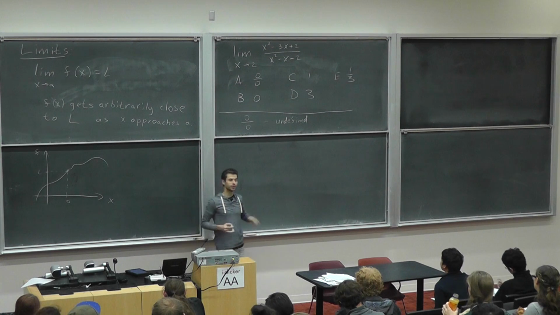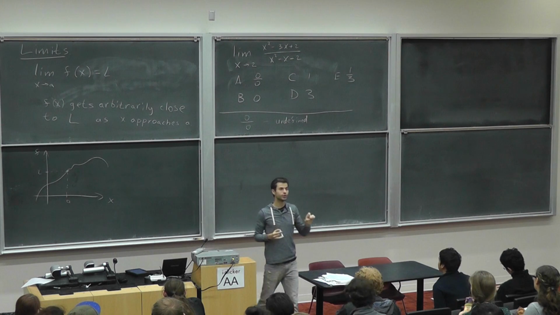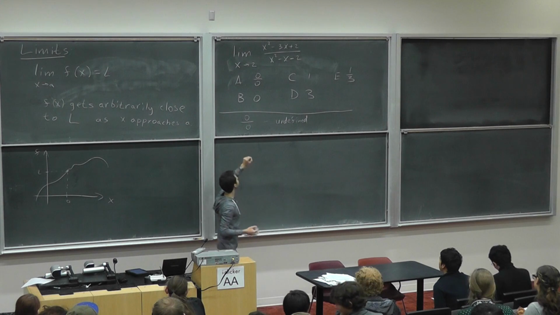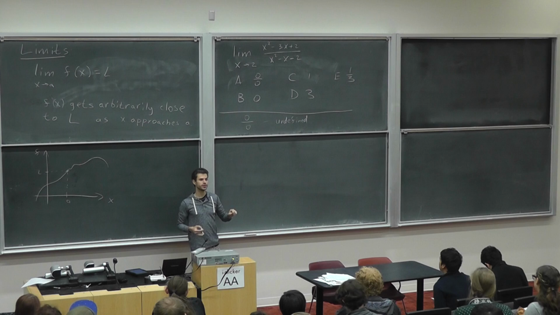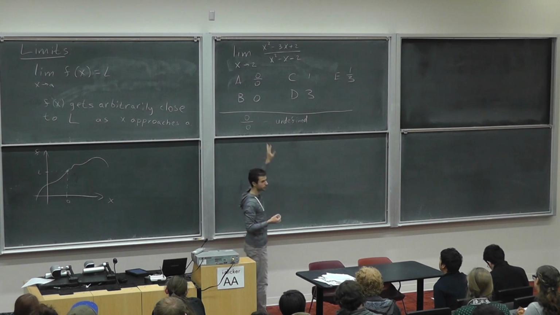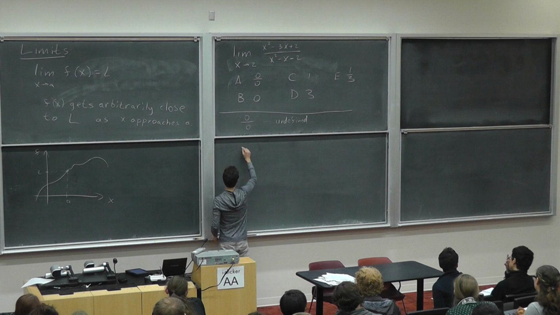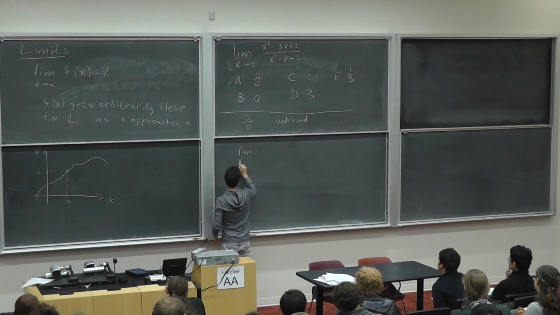Well, but the limit is not quite about the value of the function at the point 2. It's about what happens when x gets close to 2. And apparently we have to make a more careful argument. So let's look at this thing.